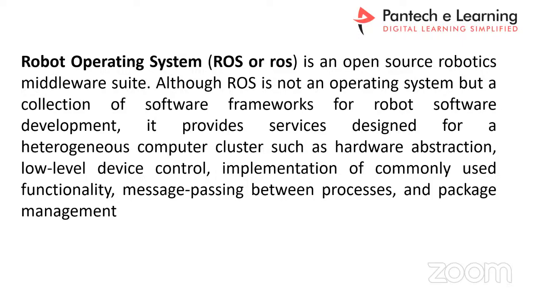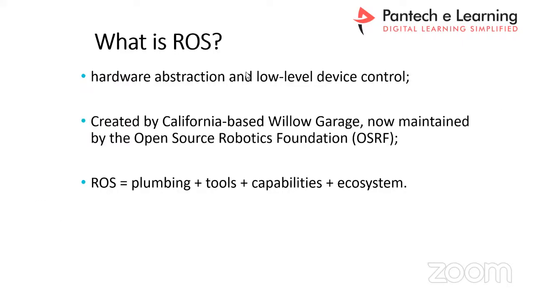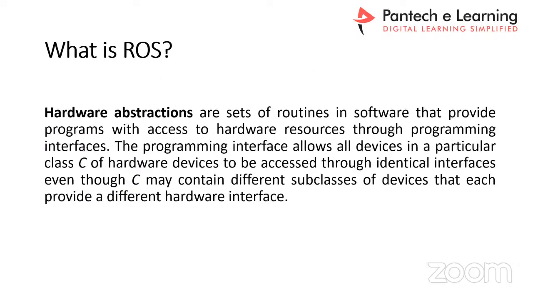So hardware abstraction layer is just a set of software packages and functions that we can use to access the hardware. Then ROS: hardware abstraction and low-level device control, created by Willow Garage in California, now maintained by the Open Source Robotics Foundation. Plumbing, tools, capabilities, ecosystem, all this comes under ROS. So just the same thing that I just explained, hardware abstraction.